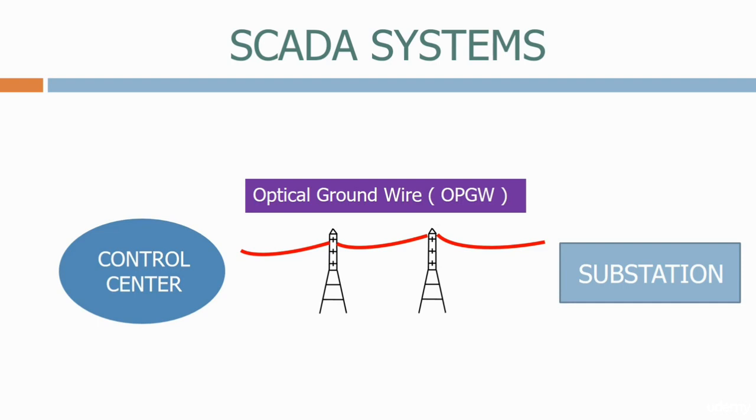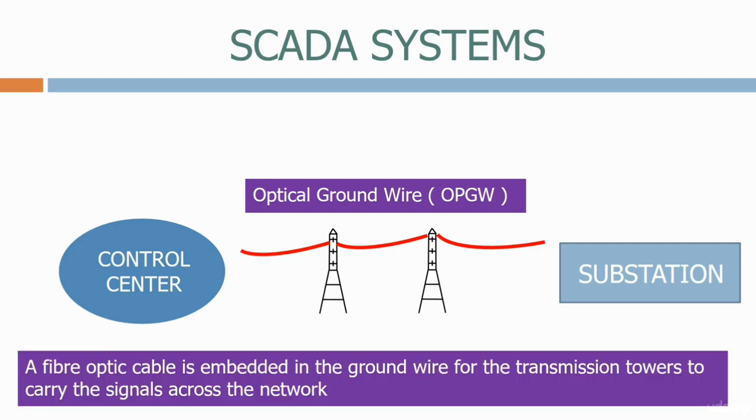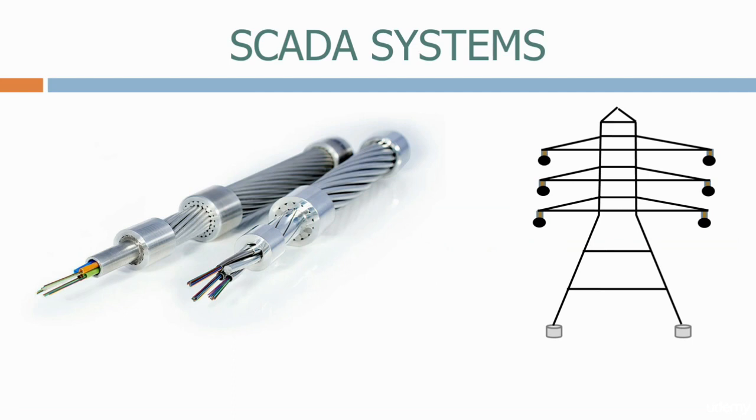Another way is to use an optical ground wire, or OPGW. A fibre optic cable is embedded in the ground wire for the transmission towers to carry the signals across the network. Here's a typical OPGW. You can clearly see the fibre optic cable inside the metallic ground wire.